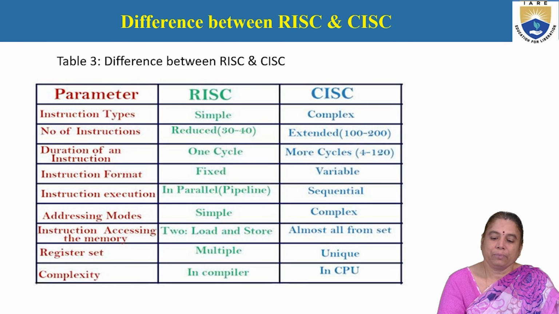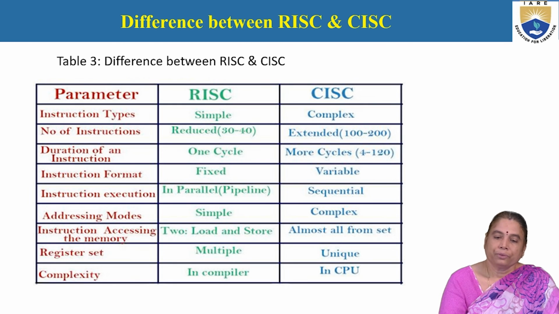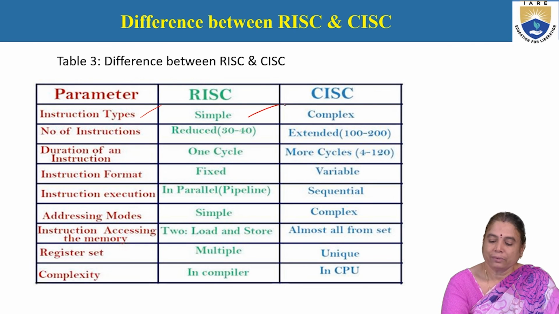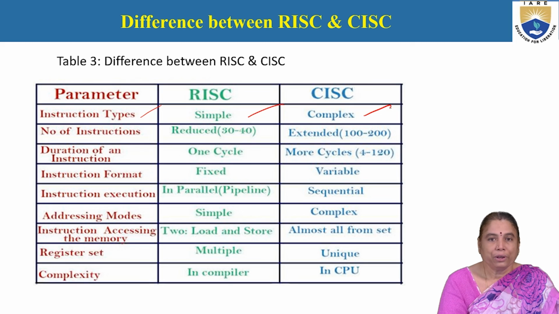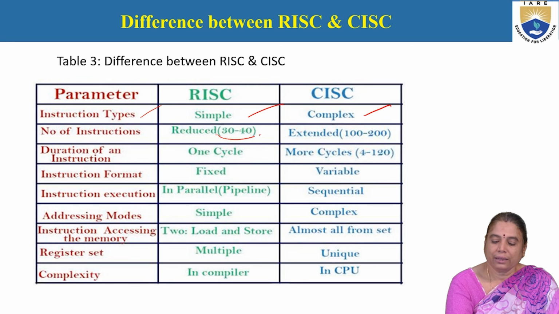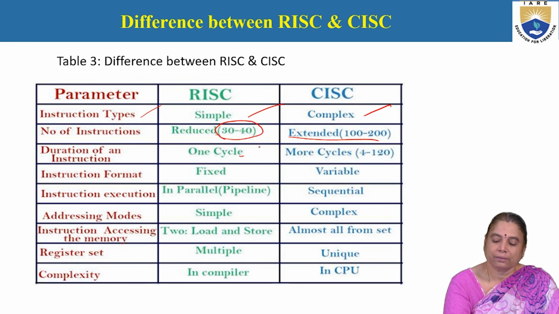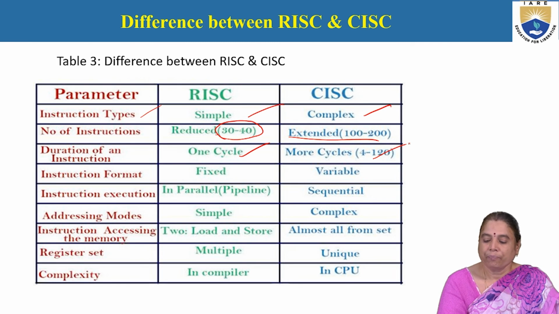And what is the difference between RISC and CISC? Whenever instruction types are considered, RISC is simple, CISC is complex. When you consider the number of instructions, it is reduced in RISC, generally a few instructions, so 10 to 30 instructions. In CISC, 100 to 200 instructions are available. The duration of an instruction is only one cycle in RISC, and more than one cycle, generally 1 to 100 cycles, for CISC.